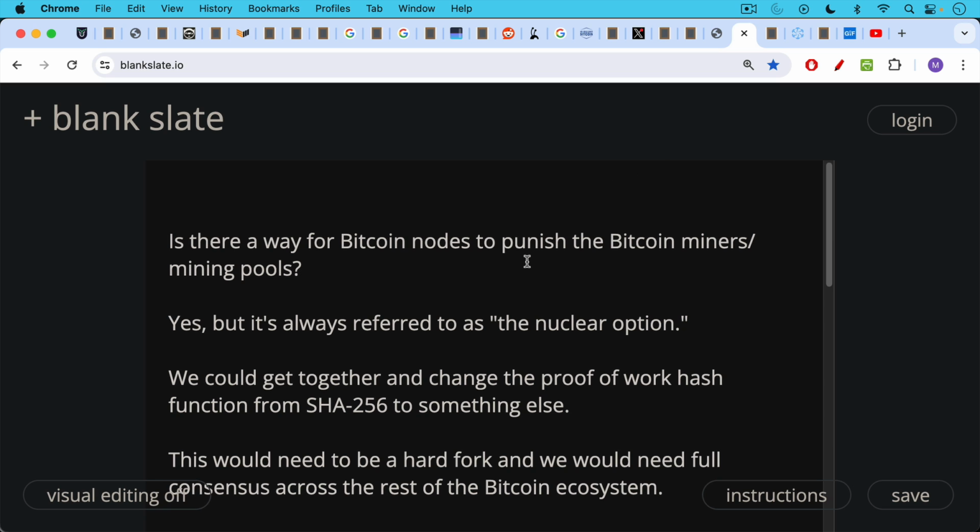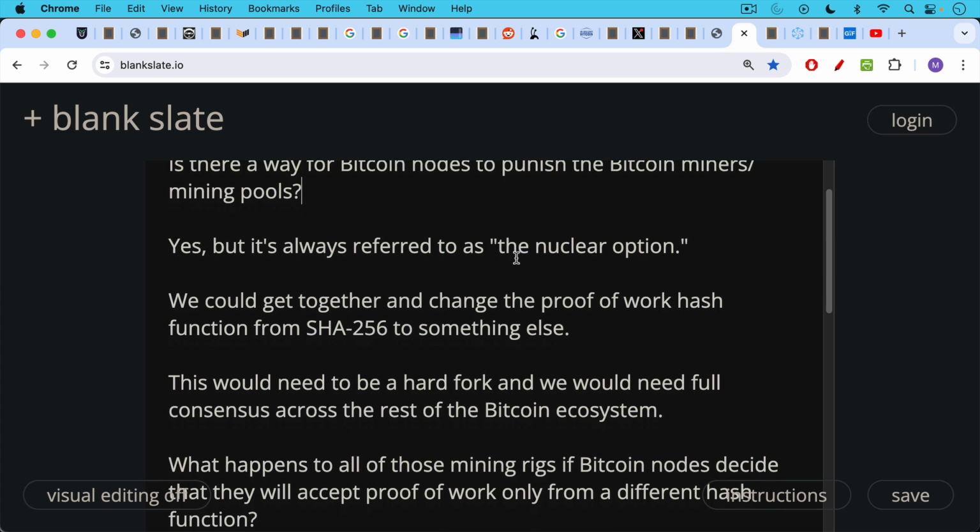Is there a way for Bitcoin nodes to punish the Bitcoin miners or mining pools? Yes, there is, but it's always referred to as the quote-unquote nuclear option because it's something you never want to have to use, but it is there in the background and everyone's aware of it. What this refers to is we could get together and change the proof of work hash function from SHA-256, that hashing algorithm we saw earlier in this video, change it to a different proof of work function.